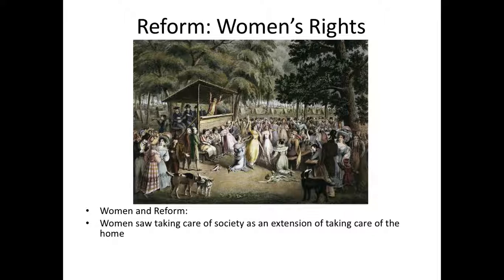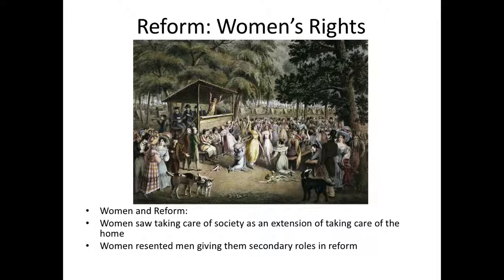And if you look at this picture here, in this one in particular, you see that women are the ones that are very much influenced by the Second Great Awakening. In fact, more women than men were impacted by the Second Great Awakening and were, if you will, woken up by the Second Great Awakening.